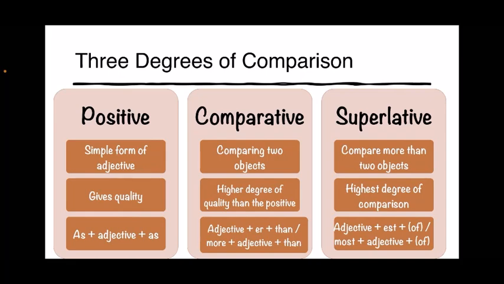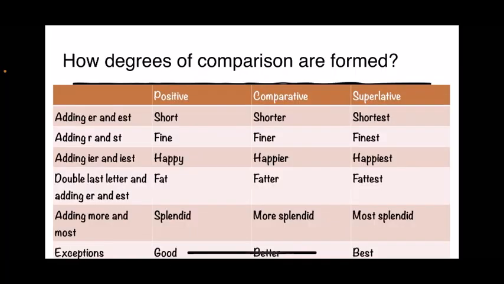Let us see how degrees of comparison are formed. You can see on your screens a table. The first column gives us some rules that we can follow. The next three columns show, by using these rules, how we can change positive to comparative and comparative to superlative. So the first one is adding er and est. Er will be added to make comparative degree, est to make superlative degree.